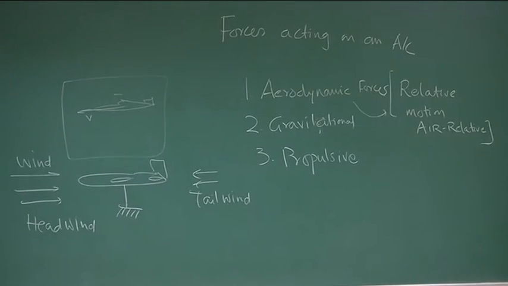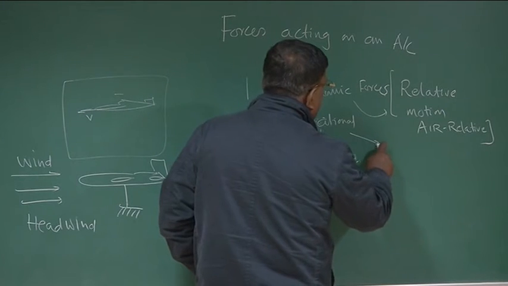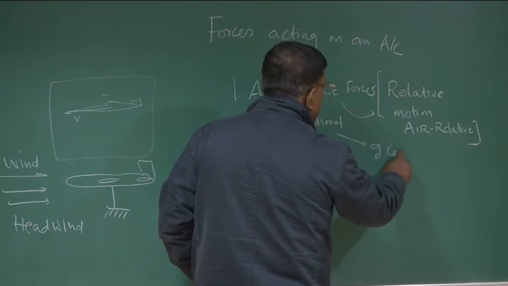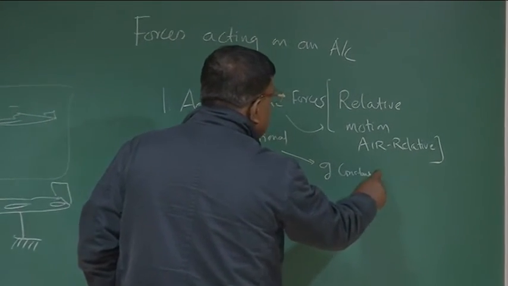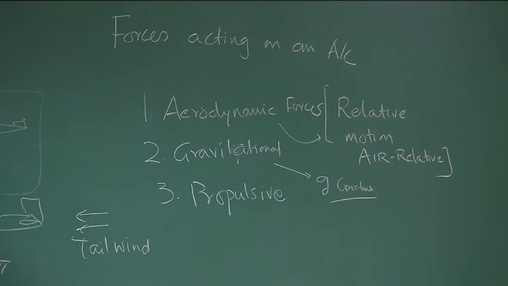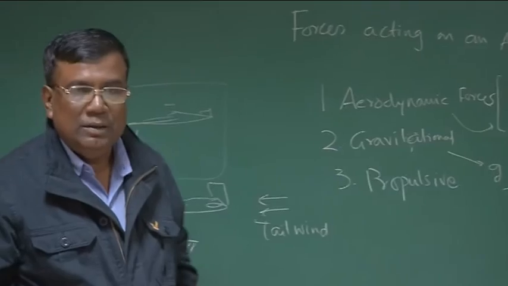Clear? Gravitational, you understand, is basically, we will assume here g to be constant because the height is not that large, so that we need to take care of variation of g. Okay. Propulsive, you know, it could be a jet engine, it could be a piston prop, IC engine.